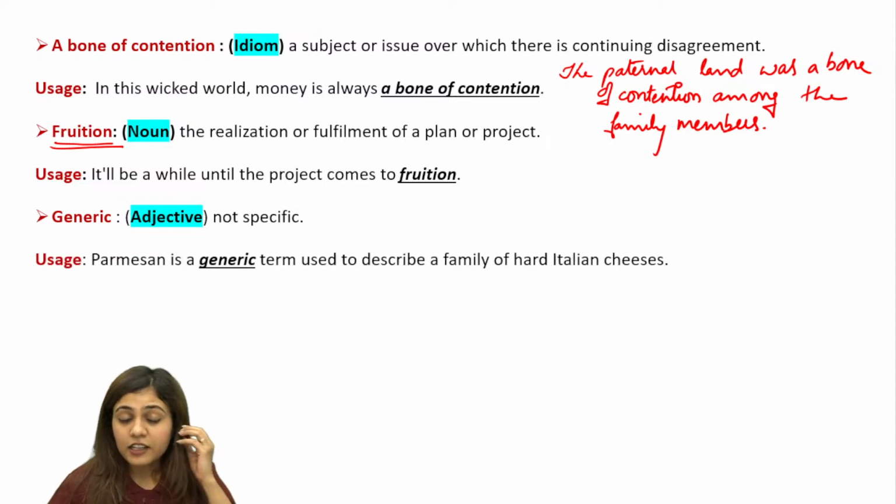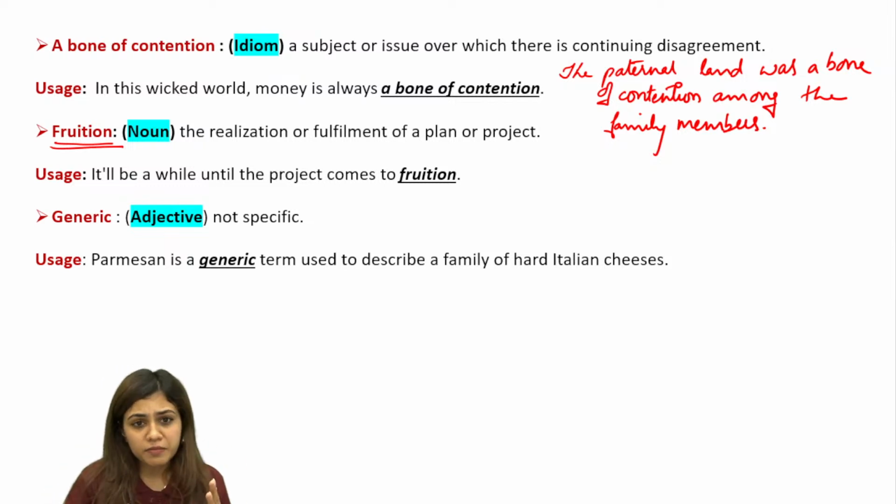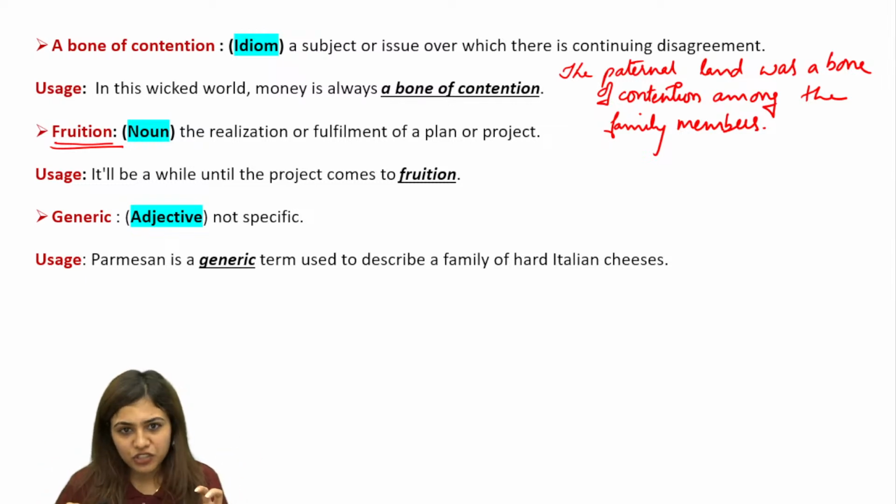And let's see the usage. Parmesan is a generic term used to describe a family of hard Italian cheeses. By the way, recently I came across a video and they were telling a list of names that these cheeses have actually, and we actually do not even know about them.